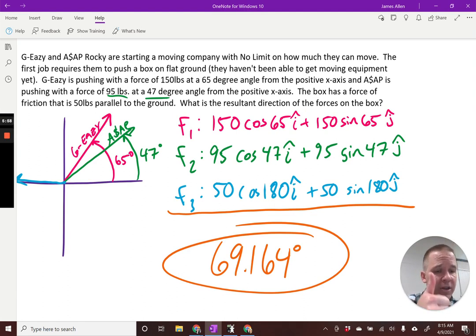Storing the numbers in your calculator is super helpful. That way you're not rounding along the way, because if you start rounding and then you plug in, the number's going to be a little bit different, right? You only round once. That important. All right, let's do one more.